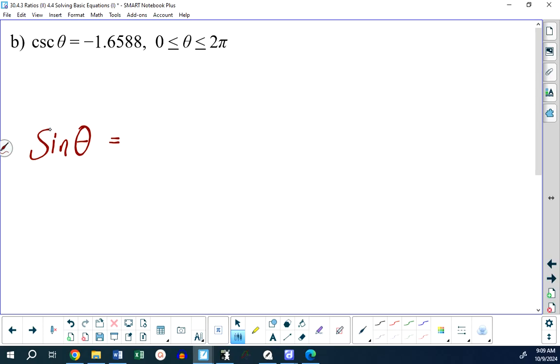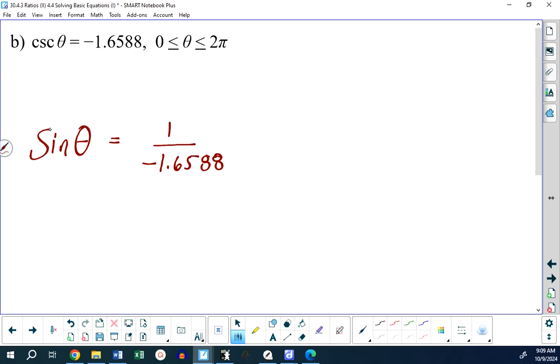And it is so easy to overthink what's going on here. Sine is the reciprocal of cosecant. So if cosecant is this number, sine is the reciprocal of that number. That's it. Sine will be equal to 1 over negative 1.6588. We don't need to calculate that. If you calculate it, you're going to introduce a bunch of decimals that you have to keep track of. That's what sine of theta is equal to.